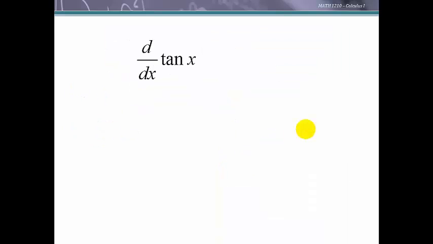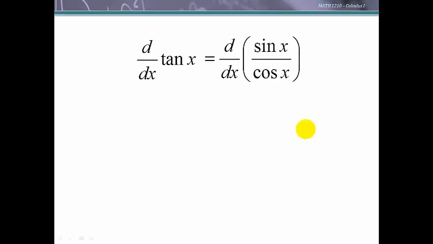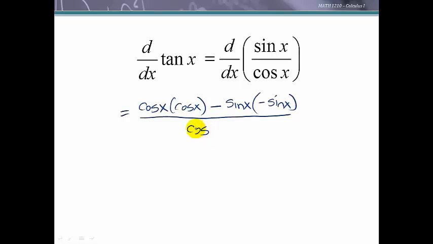Now, if we need the derivative of tangent, let's just think of tangent as sine over cosine, and we know the derivative of sine is cosine. The derivative of cosine is negative sine. We just found both of those out, so we could just use a quotient rule on this one. And so the derivative of tangent is going to equal bottom times the derivative of the top, and the derivative of sine is cosine, minus the top times the derivative of the bottom. The derivative of cosine is negative sine, all over the bottom squared.